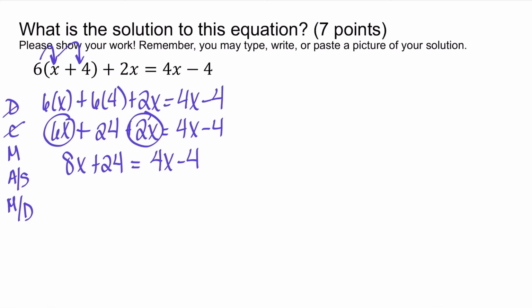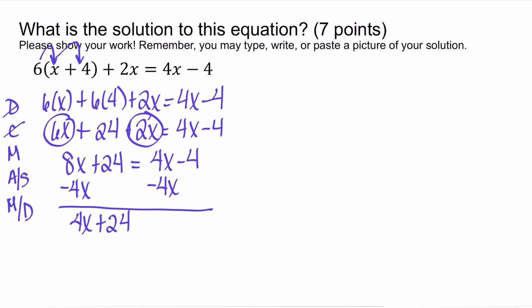Now I need to move all my variable terms to one side. So on the right side I have a positive 4x, so I'm going to do the opposite and I'm going to subtract 4x from both sides. So 8x minus 4x gives me 4x, and then I have plus 24 equals 4x and minus 4x will cancel, and then I have negative 4.